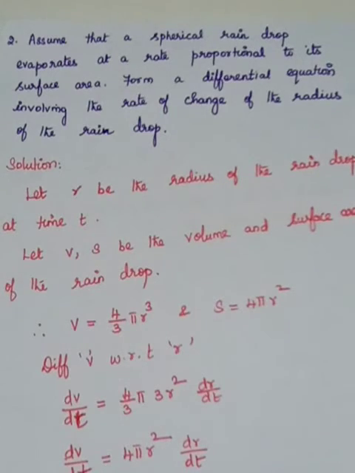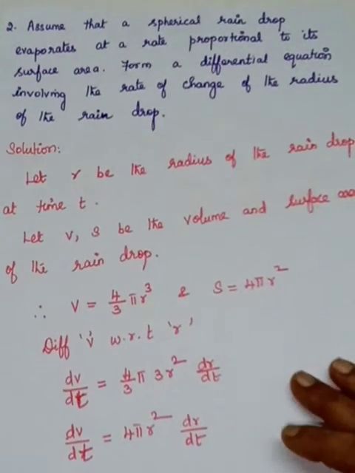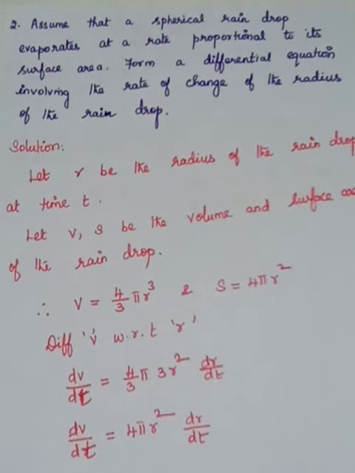Okay, so the next one, second question. Assume that a spherical raindrop evaporates at a rate proportional to its surface area. This is given. Form a differential equation involving the rate of change of radius of the raindrop. You see now, rate of change of radius. So what is the rate of change of radius? So radius we have to denote for one variable.